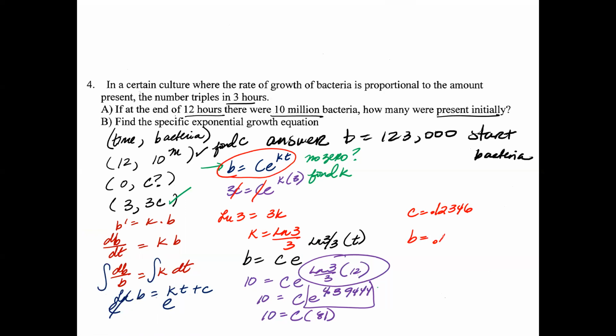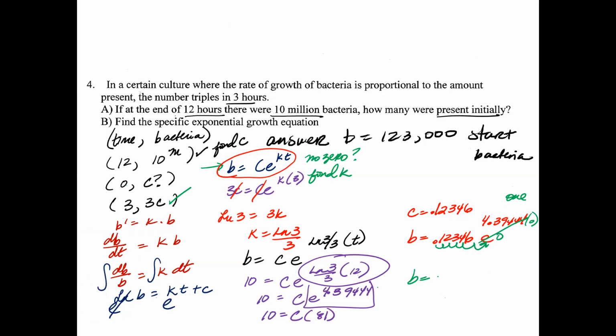So I'm going to go ahead and rewrite my equation right here. So B is equal to 0.12346, which is C, E to the K. K was 4.39444 T. And the question here is, when the time is 0, what is C? So you can replace that with a 0. E to the 0 is 1. And so this is your answer, but remember this is in millions. So you got to move this 6 units. 1, 2, 3, 4, 5, 6.